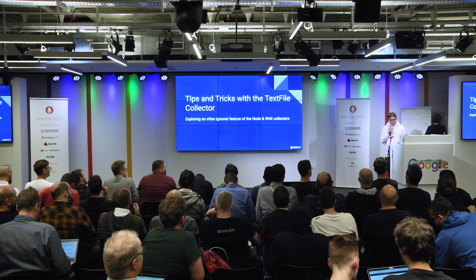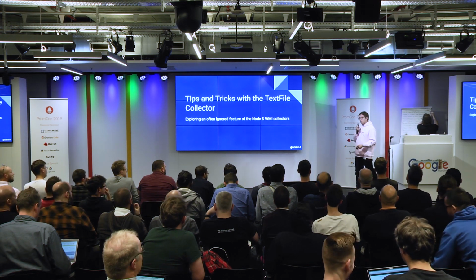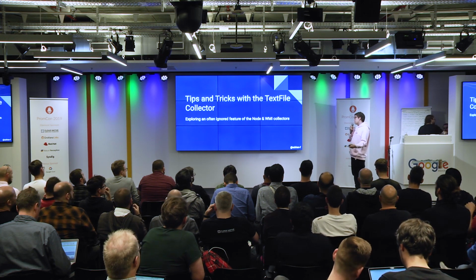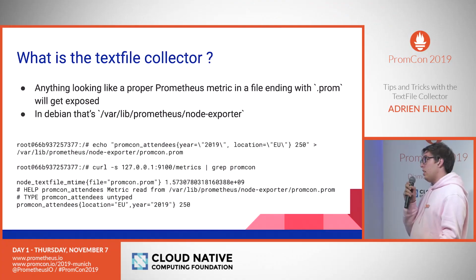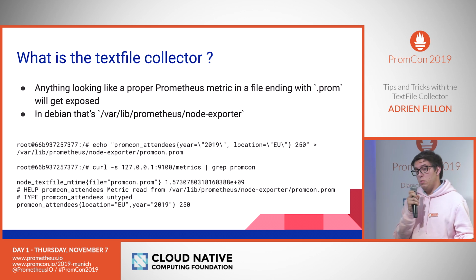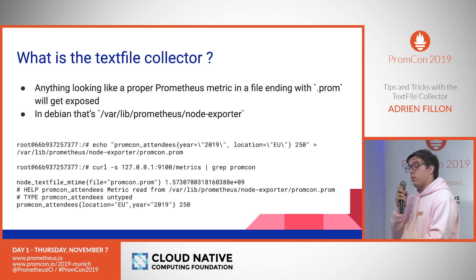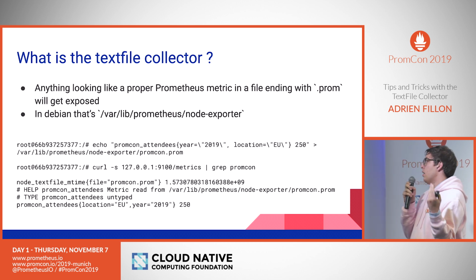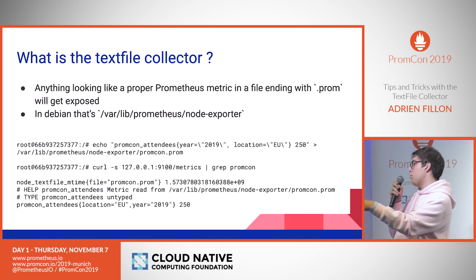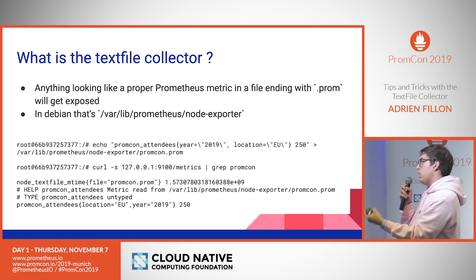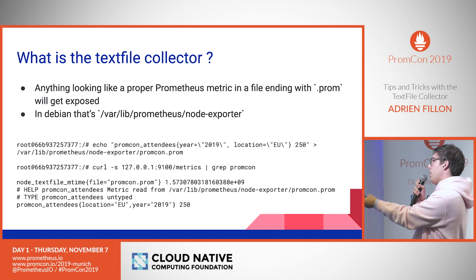Okay, hi guys. I wanted to talk quickly about the text file collector, which I think is an often ignored feature of the Windows and Linux-based collector. Basically, anything that looks like a proper Prometheus metric format, in a file ending in .prom in a write folder, would get collected when scraped. For example, if I were to echo PromCon attendees, blah, blah, blah, 250 into that folder, by default in Debian, then this will be exported.